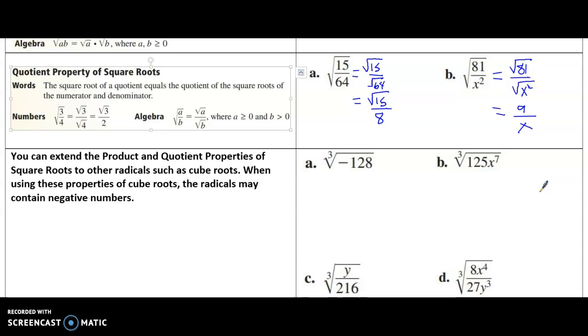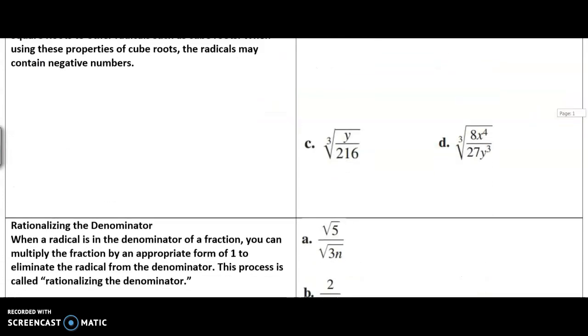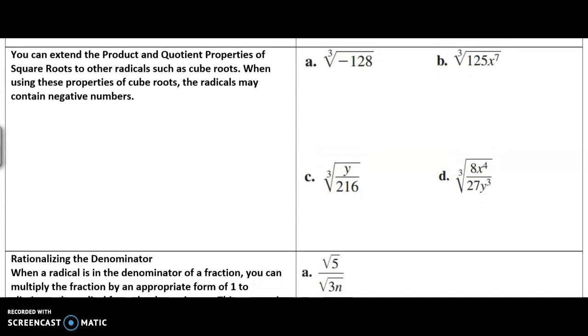All right. Well, these same ideas, the product and quotient properties of square roots, can be extended into cube roots. And so, because I have a limited amount of time to record these things, I'm going to have to just blow through this. You can extend product and quotient properties of square roots to radicals such as cube roots. When using these properties of cube roots, the radicals may contain negative numbers. Unlike square roots, where I couldn't take the square root of a negative number, I can take the cube root of a negative number. And it's going to end up being evaluated as a negative, right? So I'll put that negative there to wait.